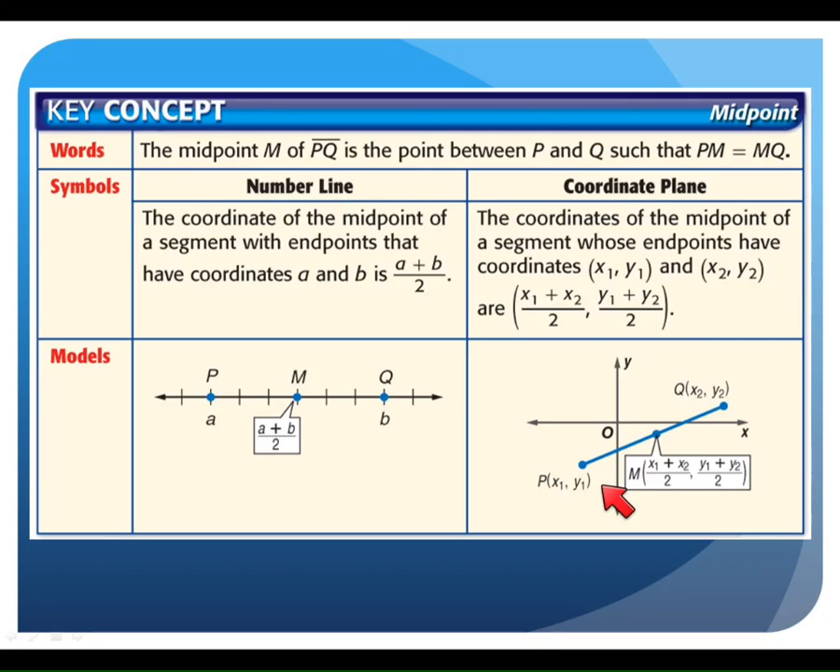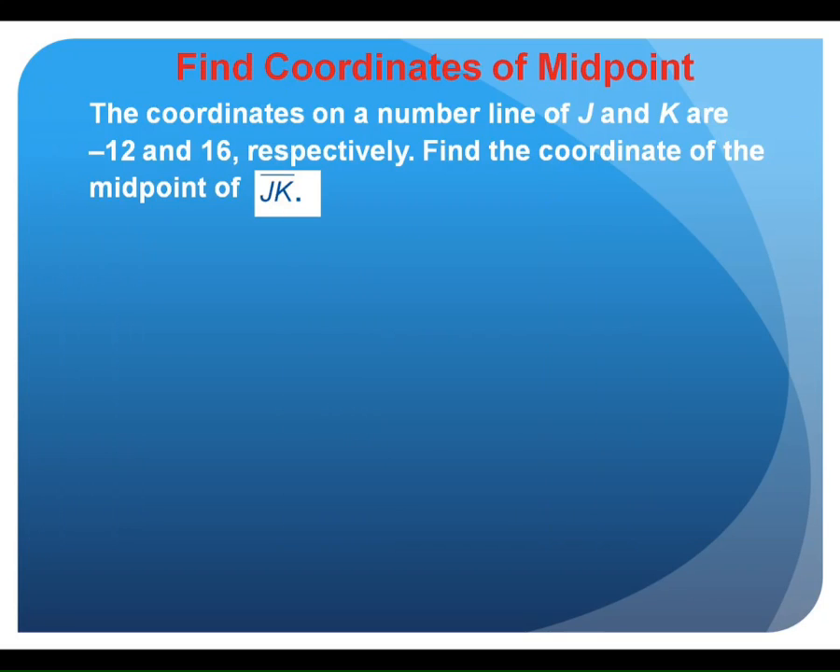Okay. I will take the x's, add them together, divide by 2. That's going to be the midpoint of my x coordinate. Okay. Take the y's, add them together. That's going to be the coordinate for the midpoint of the y. Okay. So if you can take averages here, you can find midpoints. For example, these two on a number line.